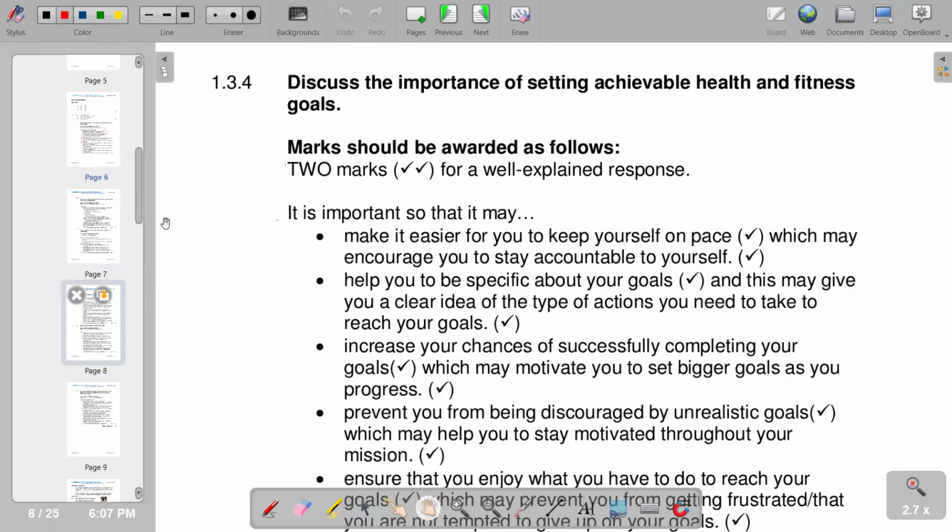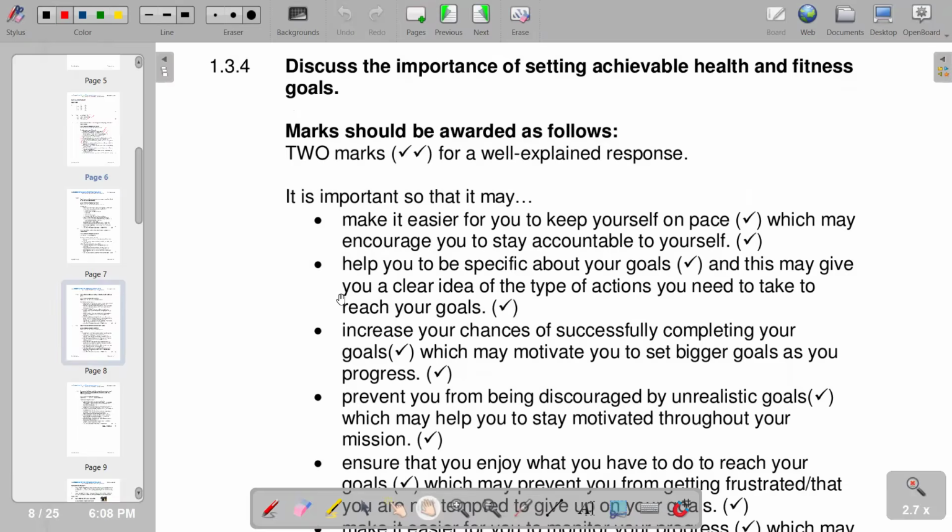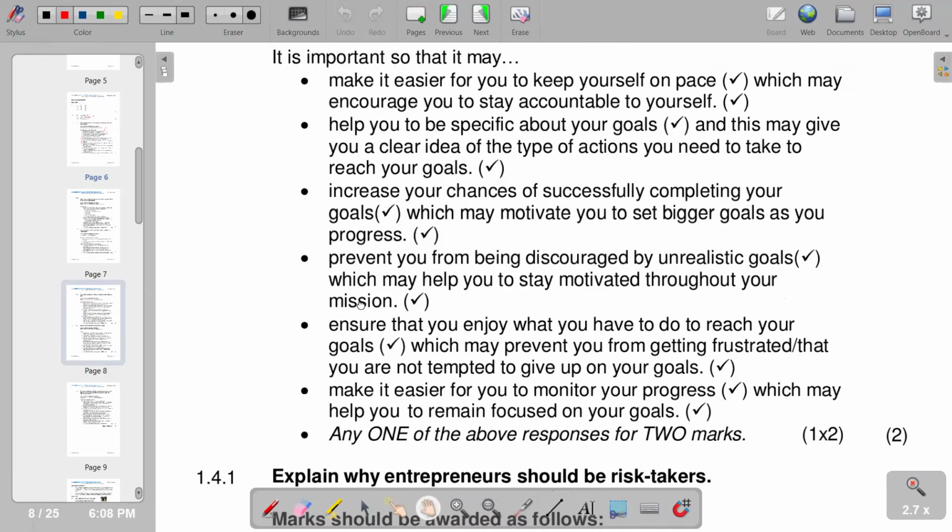Then we move on to the next part of our question, which is 1.3.4, which says, discuss the importance of setting achievable health and fitness goals. It is important so that it may make it easier for you to keep yourself on pace, which may encourage you to stay accountable to yourself, also help you to be specific about your goals, and this may give you a clear idea of the type of actions you need to take to reach your goals. So basically, we have those and other points that are also correct that we can also include.